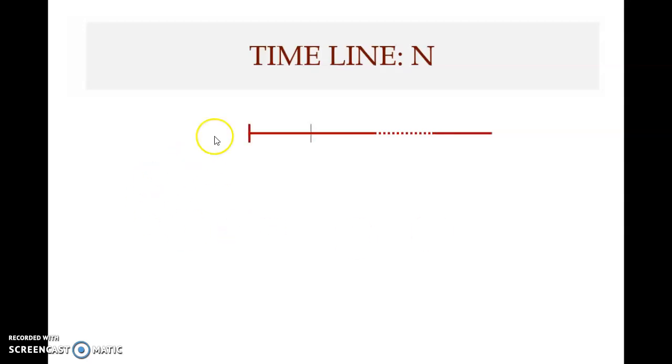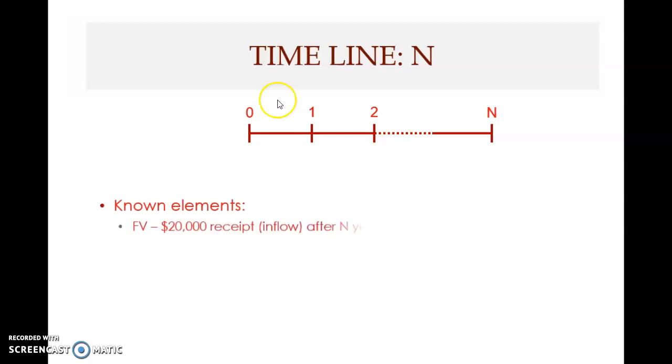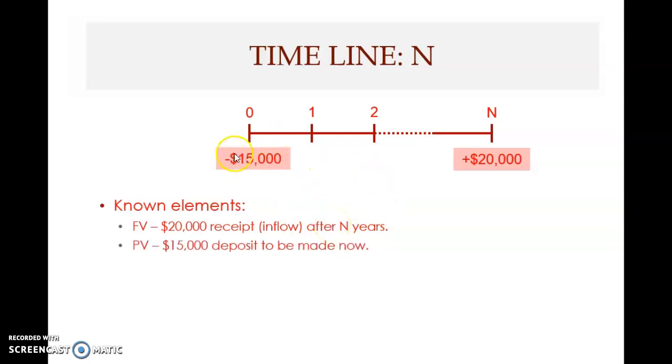Now you try and represent this in terms of a timeline. This same problem, 0 to n. This n is not known. So the known elements are $20,000. This is the receipt, the inflow after n years. Now, the other known element is this negative, note the sign convention. This is what you receive. Even though you receive this, you use this to pay for the car.